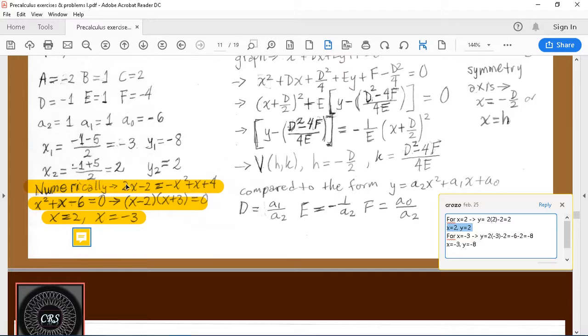Okay, replacing again with minus 3. 2 times minus 3 is minus 6. Minus 6 minus 2 is minus 8. So for x equals minus 3, y equals minus 8. So those are our solutions. X equals 2, y equals 2. X equals minus 3, y equals minus 8.